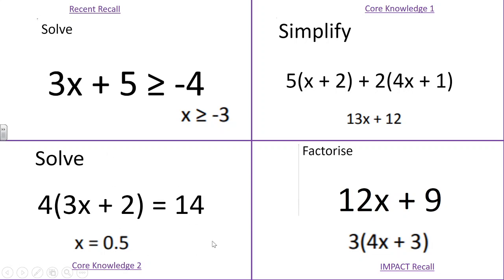Okay, solve. Remember, that means we've got to find the value of the unknown. So this is an equation where we're trying to solve it to find the value of x. First things first, we need to expand those brackets. So 4 times 3x to get 12x, and 4 times 2 to get 8. So 12x plus 8 equals 14. Because it's a plus 8, we need to subtract 8 from our 14. So 12x equals 6.